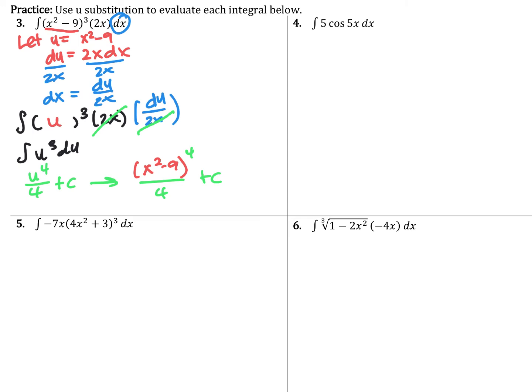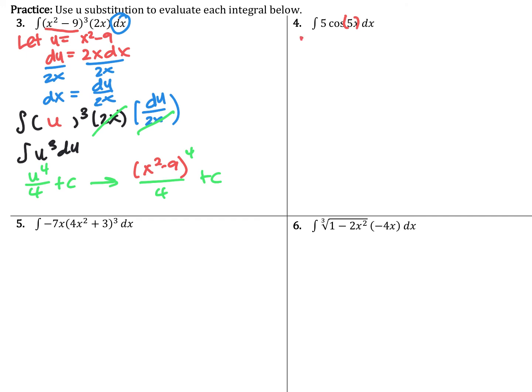On number 4, it's not so obvious right away what the inside function is. It would probably be better if there were parentheses right here, because then I could tell that the inside function is 5x. We know how to integrate cosine, but cosine of 5x is a chain rule. There's the cosine function, or it is a composition of functions. Cosine is the outside function and 5x is the inside function.